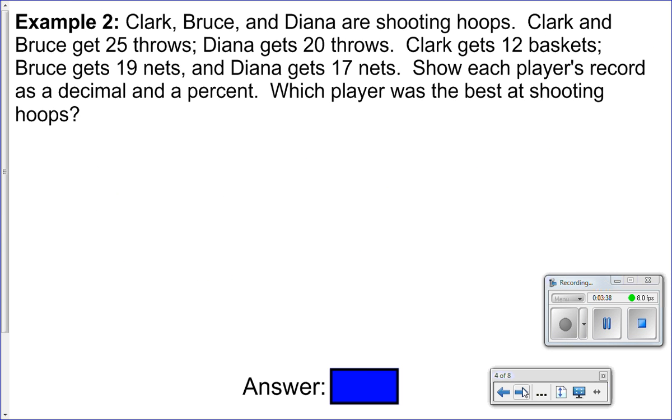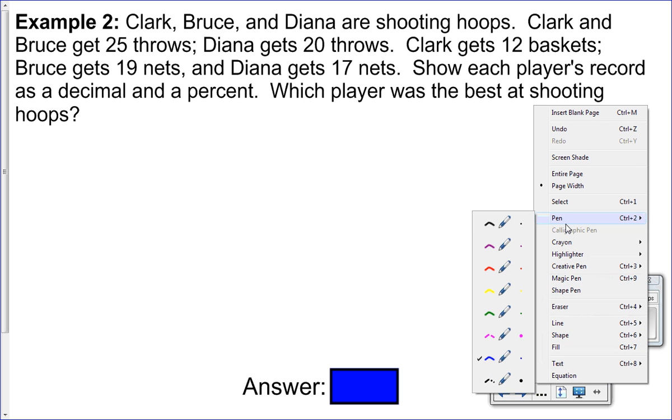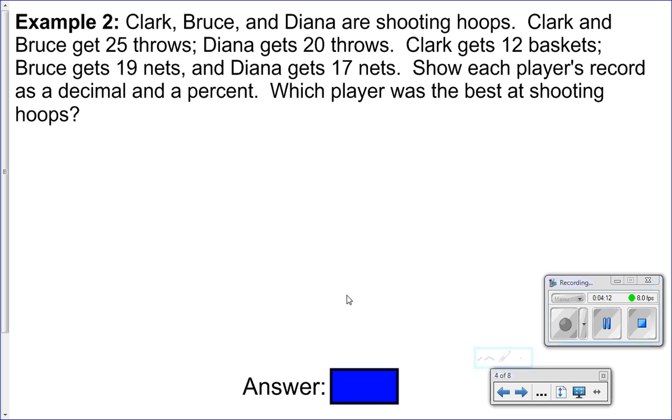Okay, example number 2. Clark, Bruce, and Diana are shooting hoops. Clark and Bruce get 25 throws. Diana gets 20 throws. Clark gets 12 baskets. Bruce gets 19 nets. And Diana gets 17 nets. Show each player's record as a decimal and a percent. Which player was the best at shooting hoops? So first off, we need to start with our fractions for each of our players.